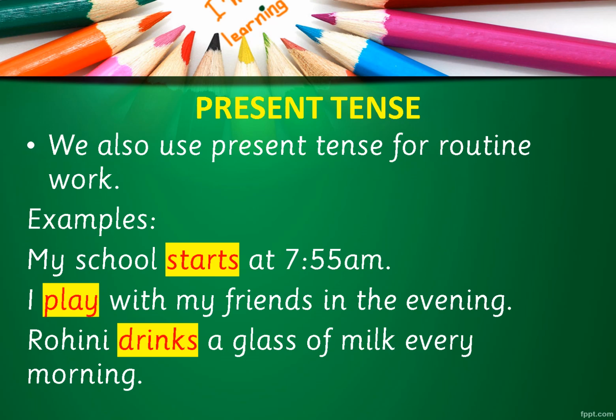Children, we also use simple present tense for habitual actions or routine work. For example, my school starts at 7:55 a.m. I play with my friends in the evening. Rohini drinks a glass of milk every morning. All these sentences, children, show an action being performed on a daily basis or regularly. Hence, we have used present tense.